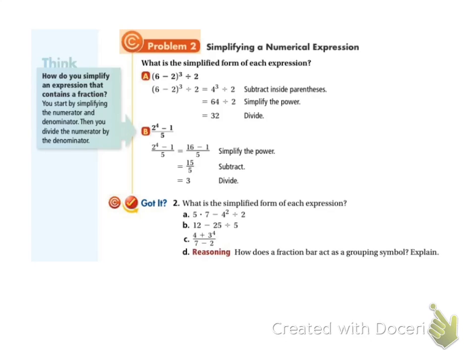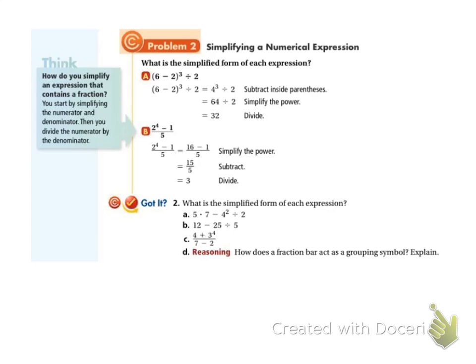In part B, we have a fraction bar, which we treat as a grouping symbol. So we're going to simplify the top on its own, and we would simplify the bottom on its own if it needed. And then our last step will be to divide. So if we're looking at the top, we have 2 to the 4th minus 1. Since we have exponents, we'll do that first. So 2 to the 4th becomes 16. And then 16 minus 1 gives us 15. So now our fraction is 15 over 5, which becomes 3 when we divide.